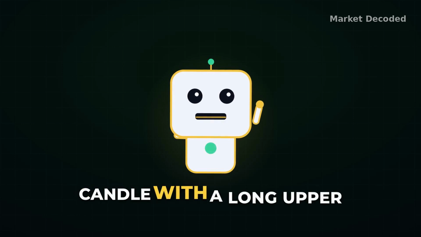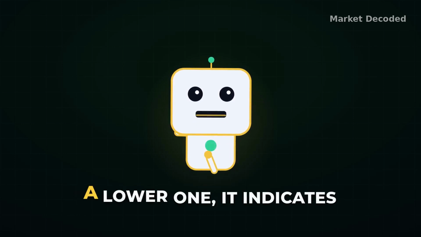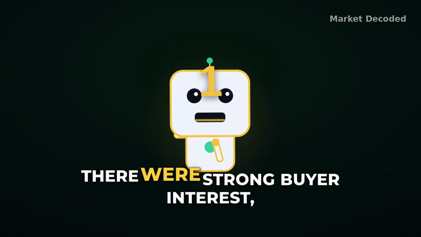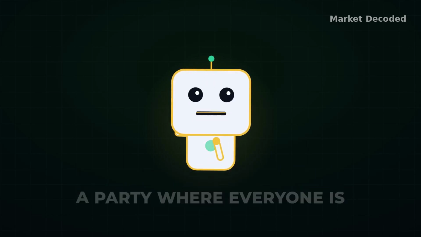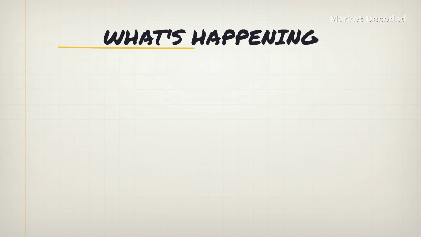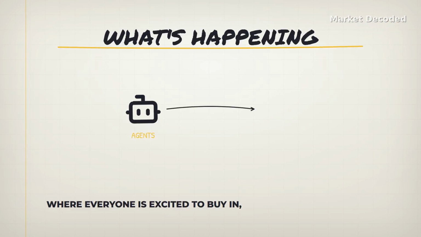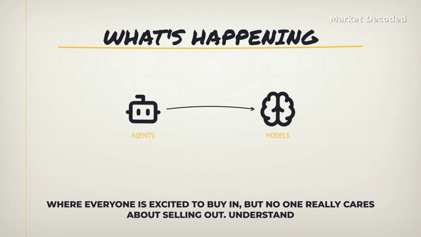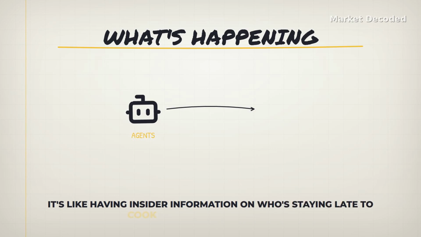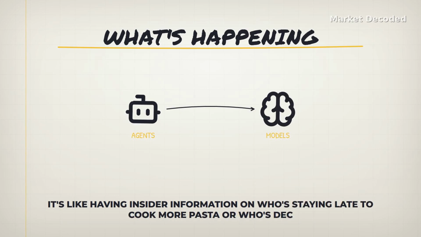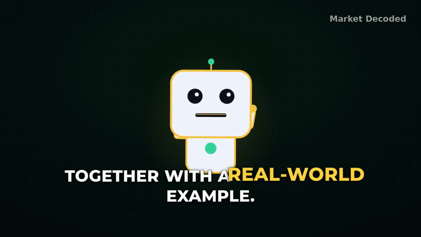When you see a candle with a long upper wick but not much of a lower one, it indicates there was strong buyer interest, high bids, but no big sell-offs. Think of it like a party where everyone is excited to buy in, but no one really cares about selling out. Understanding these wicks helps us see what buyers and sellers are doing during different periods. It's like having insider information on who's staying late to cook more pasta or who's deciding it's time for a break from cooking.